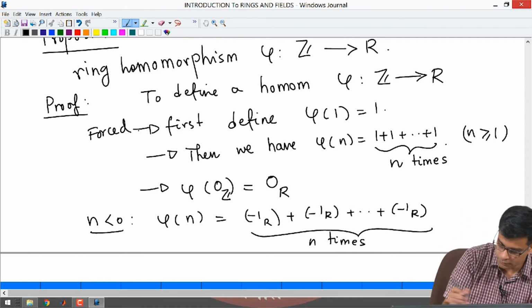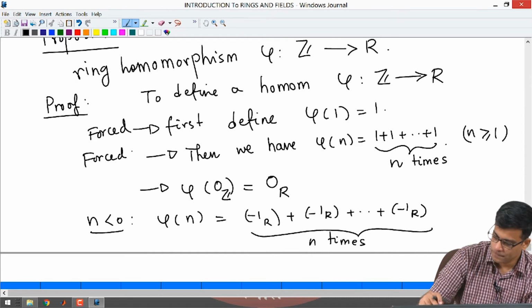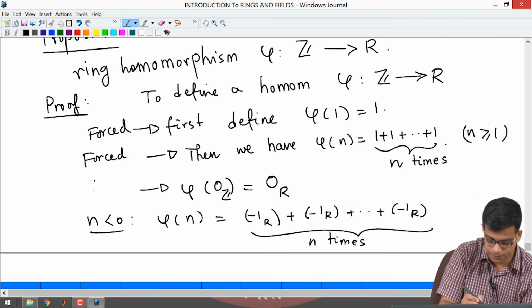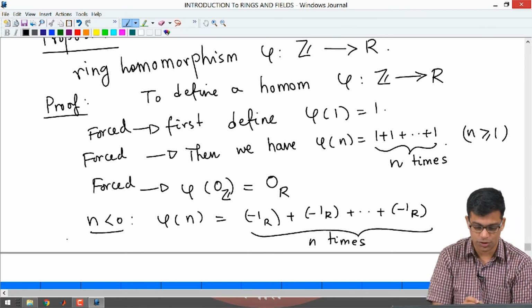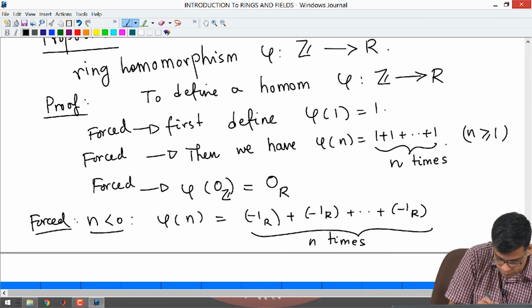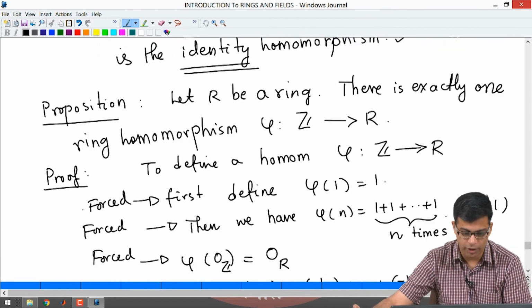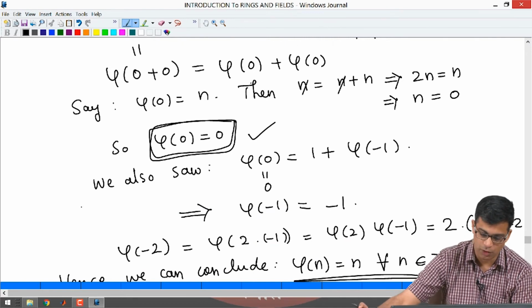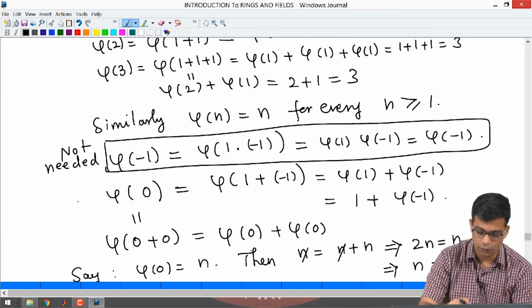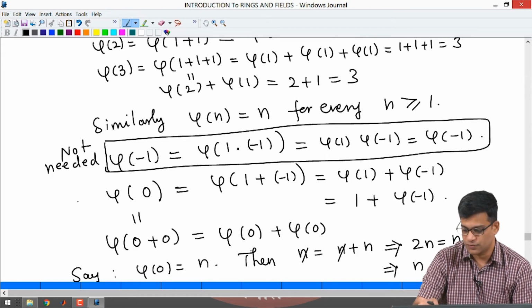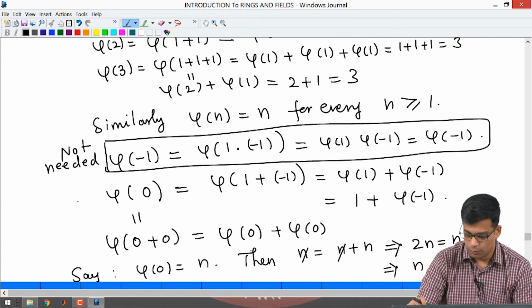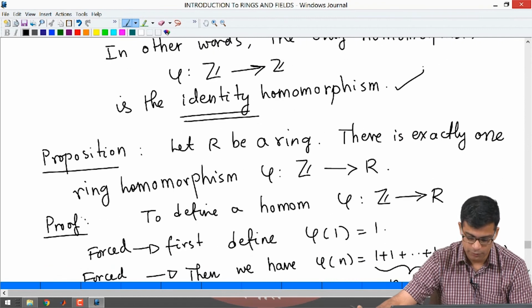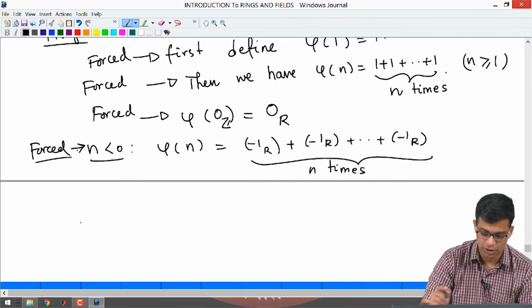1 must go to 1, that is forced. Once 1 goes to 1, phi of n for positive n must go to 1 plus 1 plus 1, n times, that is forced. 0 must go to 0, that is forced, and so is this, right. I have already told you again here, because phi of 0, which is phi of 1 plus minus 1, is phi of 1 plus phi of minus 1; phi of 1 is 1 and phi of 0 is 0. So, phi of minus 1 will be minus 1. Similarly, phi of minus n will be minus 1 plus minus 1 plus minus 1, n times. So, this is also forced.